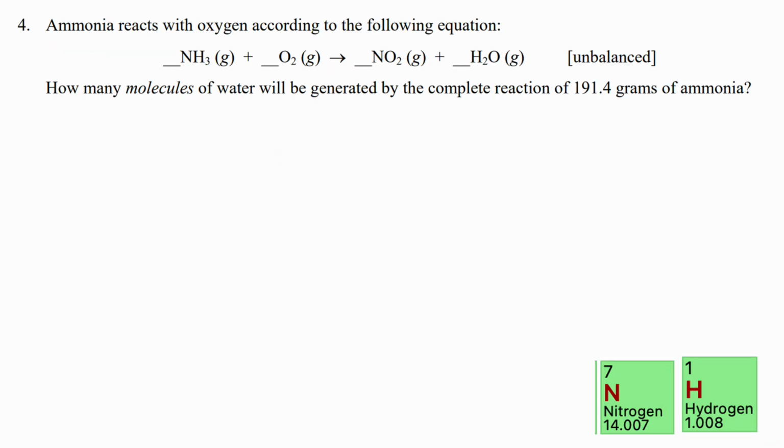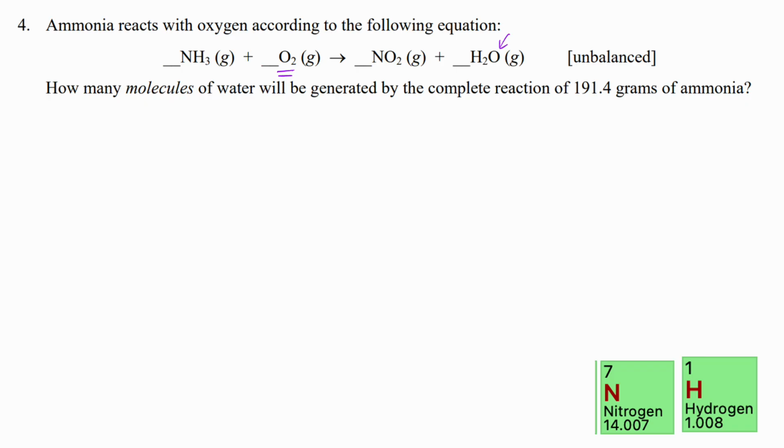Number 4 says ammonia reacts with oxygen according to the following equation. So I can see I have an unbalanced equation. I need to balance it. The first thing I notice is always this O2 molecule. If I have an O2 molecule on one side, that means I have to have even numbers of oxygens on the right. And my eye is immediately drawn to this oxygen here, which is odd.